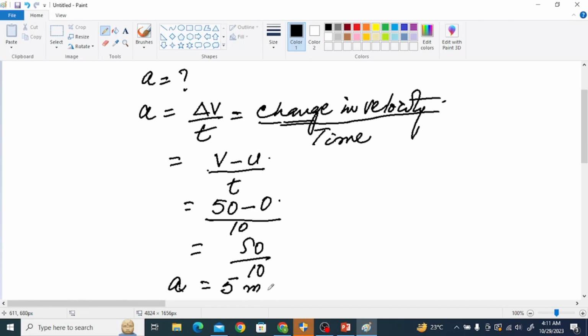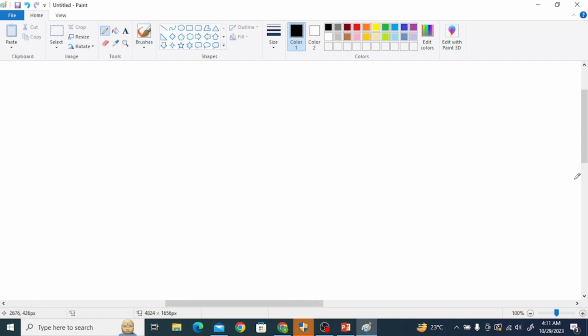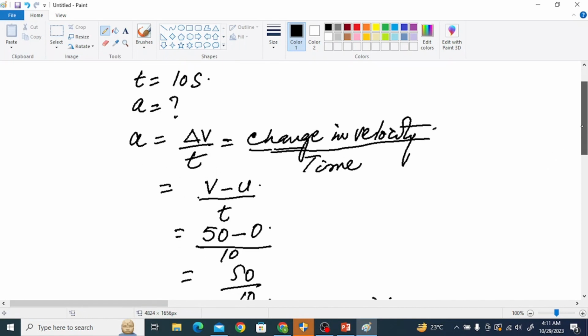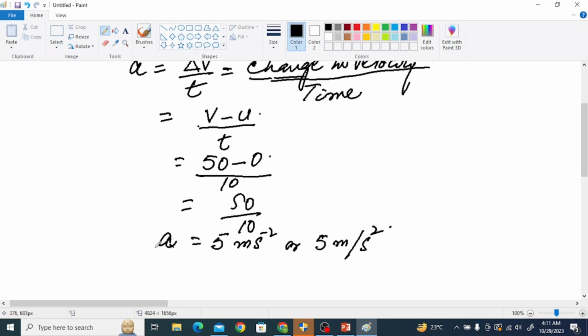So the unit of acceleration is ms minus 2, that is meter per second square. You may write the acceleration unit as ms minus 2, or you may also show it like m slash s square, that is meter per second square. So both are the same thing, and both are correct. In this way you can give the unit for acceleration either in ms minus 2 or m slash s square.